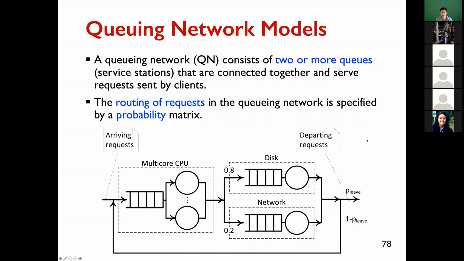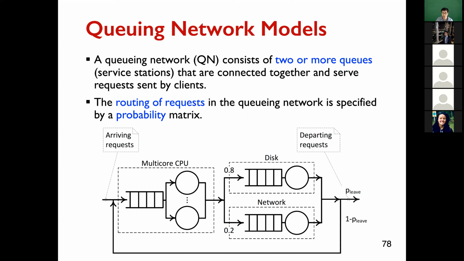If you look at this figure at the bottom, we have three queues. The first queue is a CPU queue. We have a waiting line and multiple CPUs. Here we call it a multiple core CPU or multiple service queue. So one queue can have one server or multiple servers. Here is a multiple service queue. And we see there's another queue for disk.